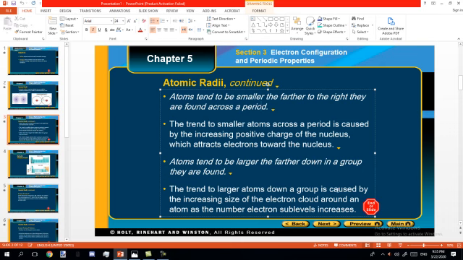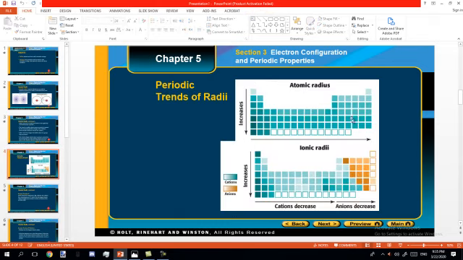Why? Because of the increasing size of the electron cloud, meaning more energy levels around the atom, and the number of electron sublevels increases. Electron levels and electron sublevels. To summarize this, you see here in the atomic radius, down the group it increases while it decreases across the period. Here the cation and anion, we will discuss later on.